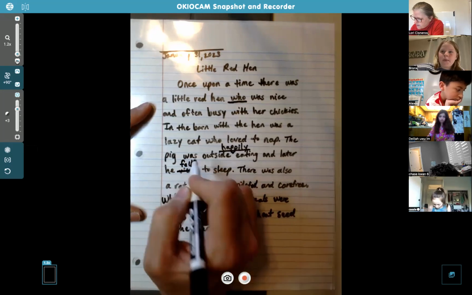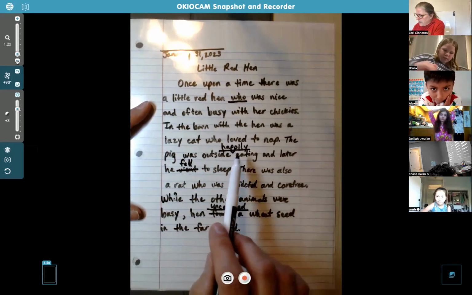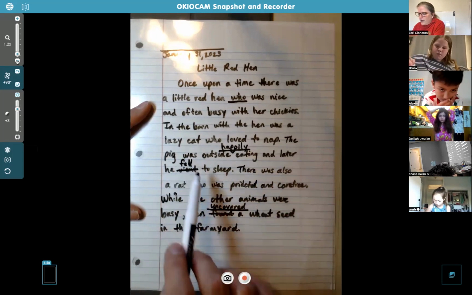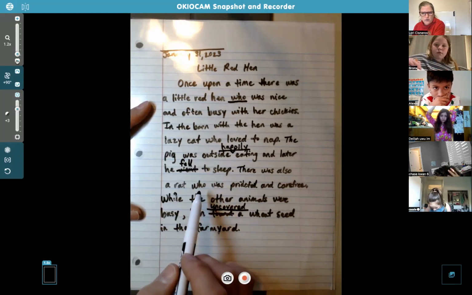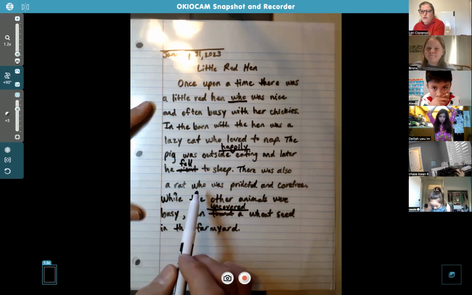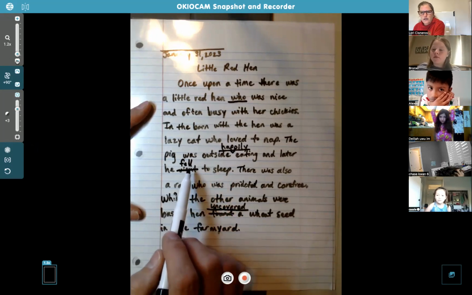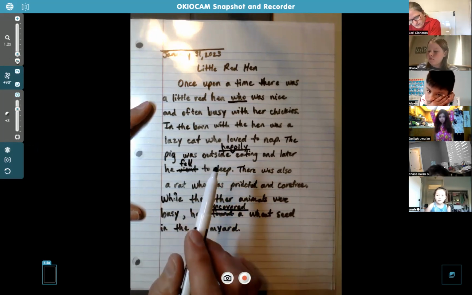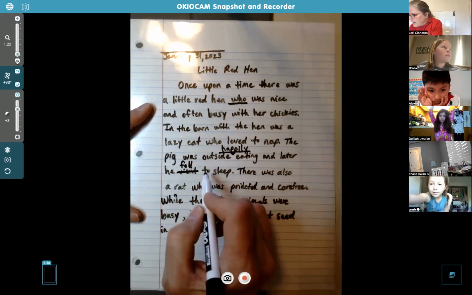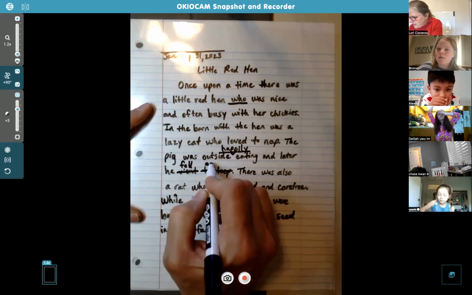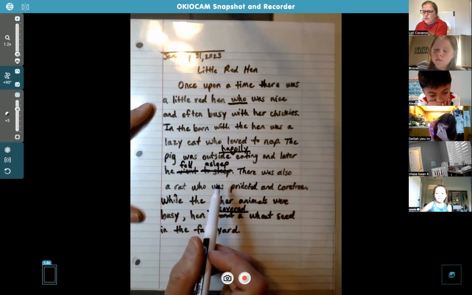Fell. I can put fell right there. The pig was outside happily eating, and later he fell. Uh-oh, now it doesn't make sense. Fell to sleep. I need to fix that. What should I say instead of to sleep? He fell... What do you think, Cassie? Asleep. That makes more sense. He fell asleep. There we go.